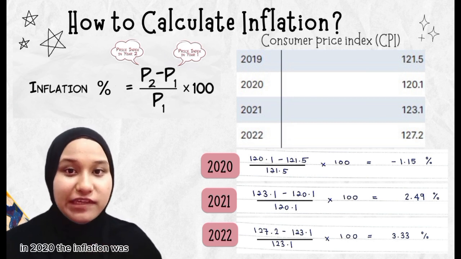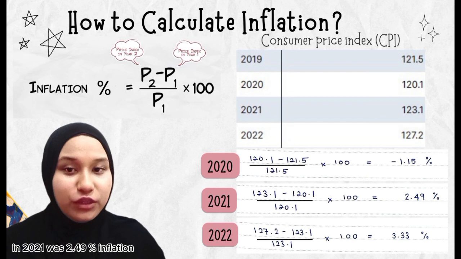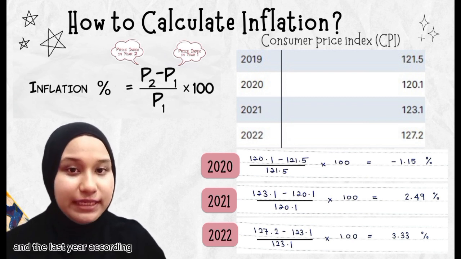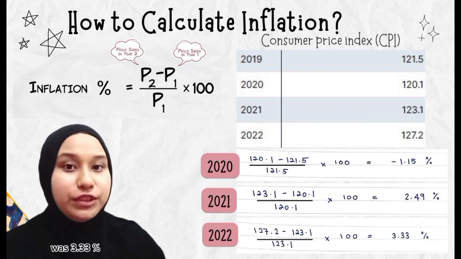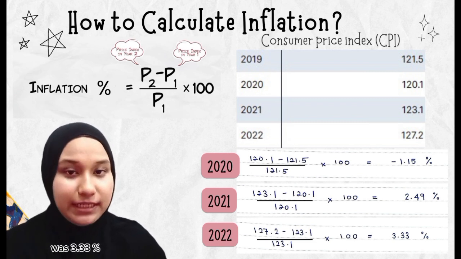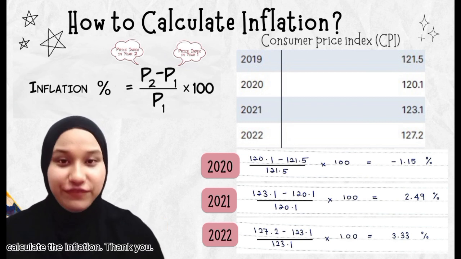In 2020, the inflation was minus 1.15%. In 2021, it was 2.49% inflation, and the last year according to the question, 2022, the percentage inflation was 3.33%. So that's the answer to calculate the inflation.